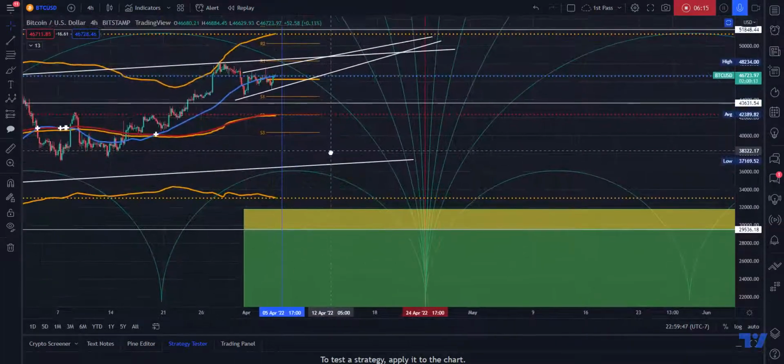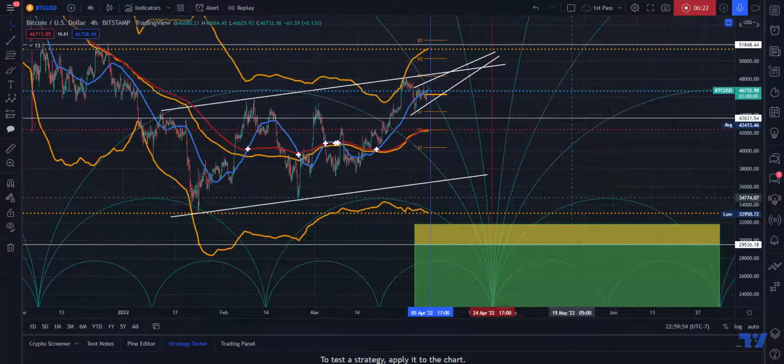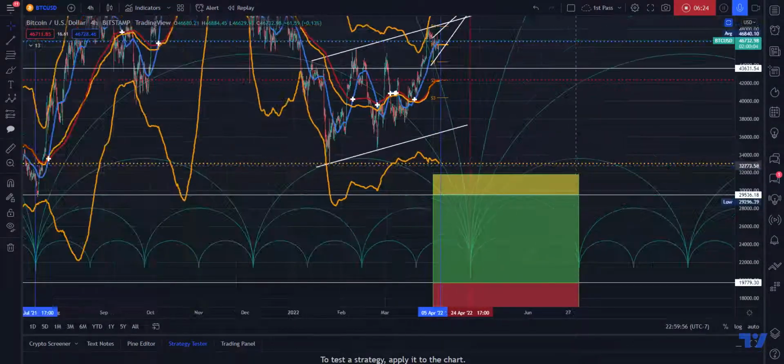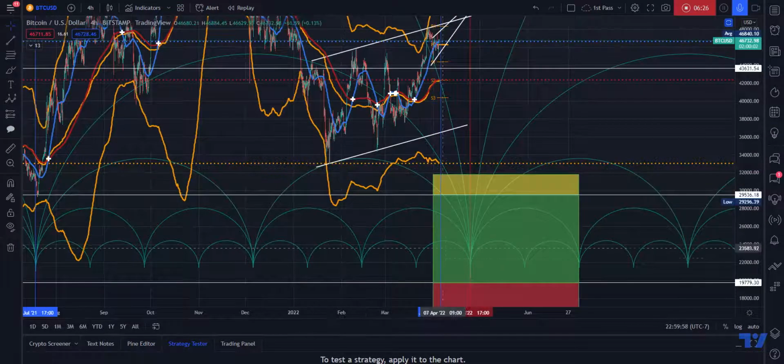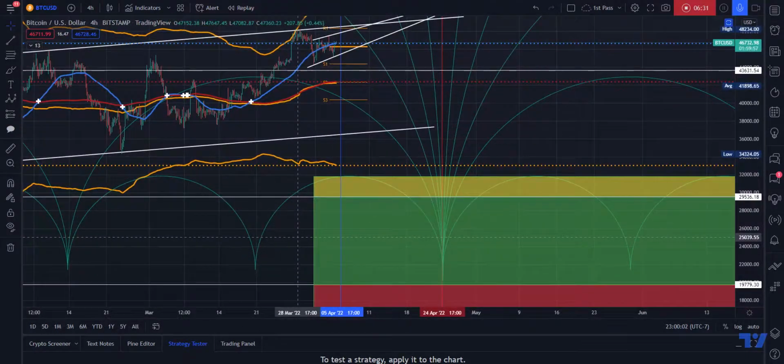So using cycles here, let's say the top of this last mini cycle. I'm going to zoom out so people can see. Okay, so we have all these cycles, but there's this small cycle here. That's like the last bit of hope for the bulls.